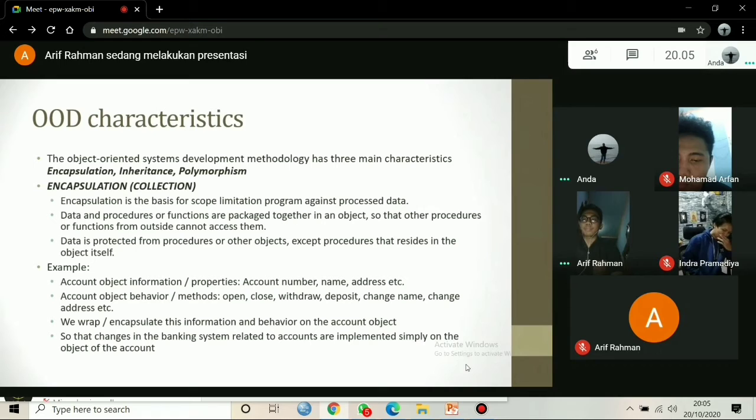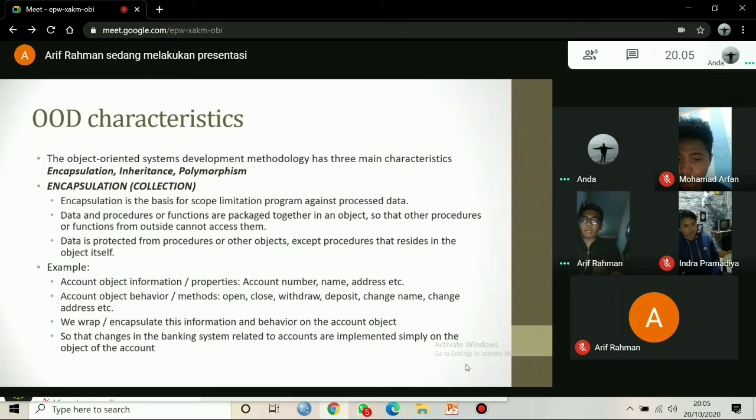Encapsulation is the basis for limiting the scope of a program against data processing. Data and processes or functions are packaged together in an object so that other procedures or functions from outside cannot access them. Data is protected from other procedures or objects. For example, the procedure resides in the object itself.